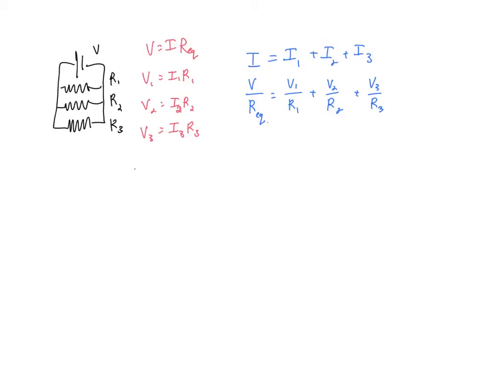So this is looking pretty good because I've gotten rid of all the currents, but I still have a bunch of potentials which I don't know. It appears that I do not know what V1, V2, and V3 are and how they relate to V. So let's just think a little bit more carefully about how conservation of energy works in this circuit.